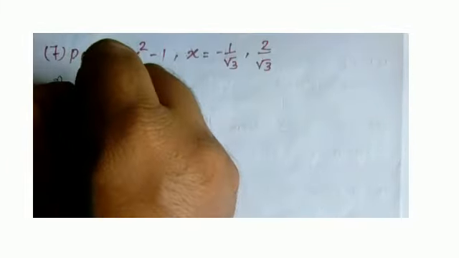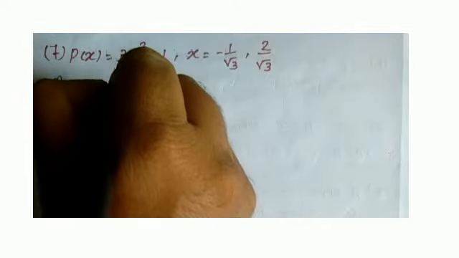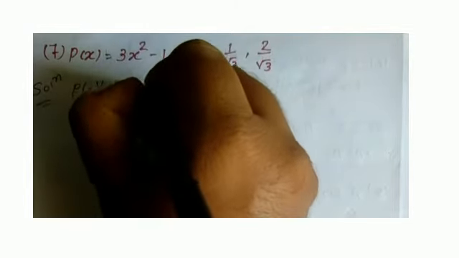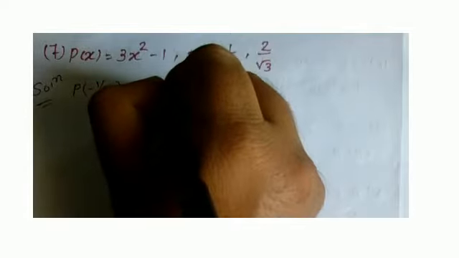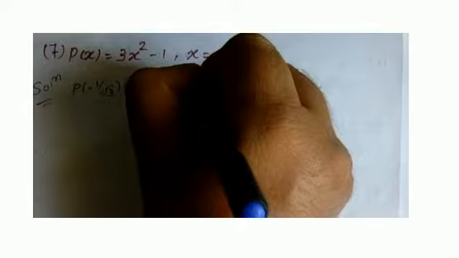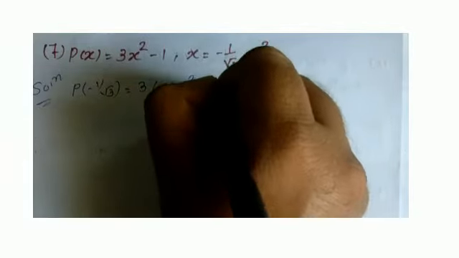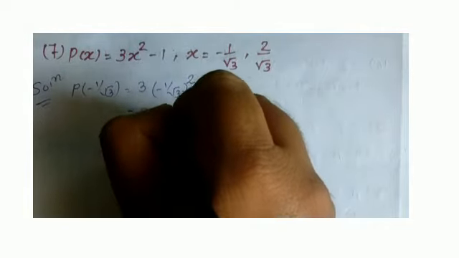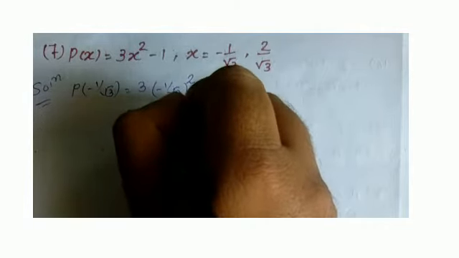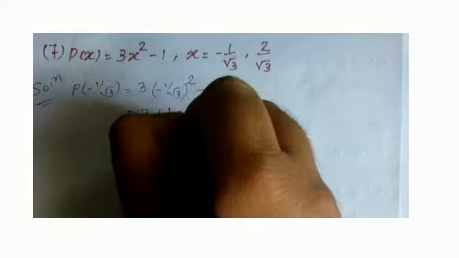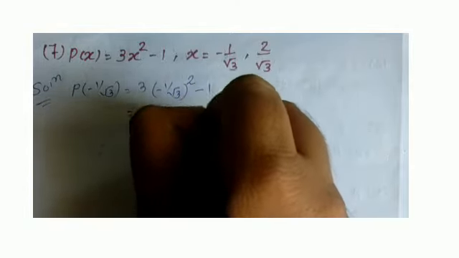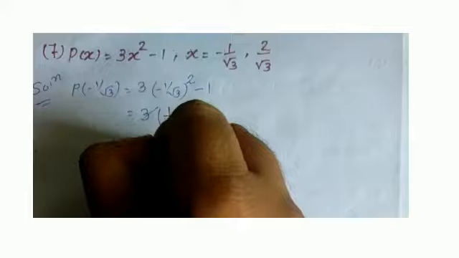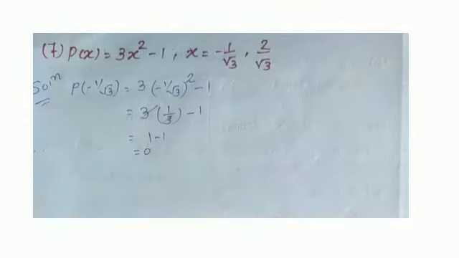So first, minus 1 upon root 3. P of minus 1 upon square root of 3 is equal to 3 into minus 1 upon square root of 3, whole squared, minus 1. So 3 into the square of minus 1, which is 1, and root 3 into root 3 is equal to 3. So 3 cancels out and this one is minus 1. So 1 minus 1 is equal to 0.